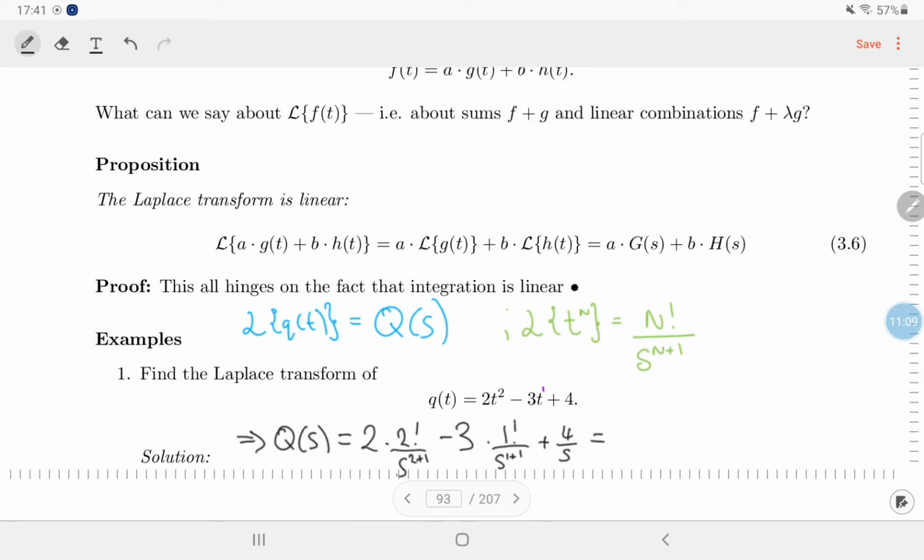And we can tidy this up. 2 by 2 factorial. 2 factorial is 2 by 1, which is 2. 2 by 2 is 4. S to the power of 2 plus 1. Well, that 2 plus 1 is 3. 3 by 1 factorial is 3. S to the power of 1 plus 1 is s squared. And finally, plus 4 over s. So your very first Laplace transform. If it's a sum, you do it term by term, fixing constants. That's what linear means.